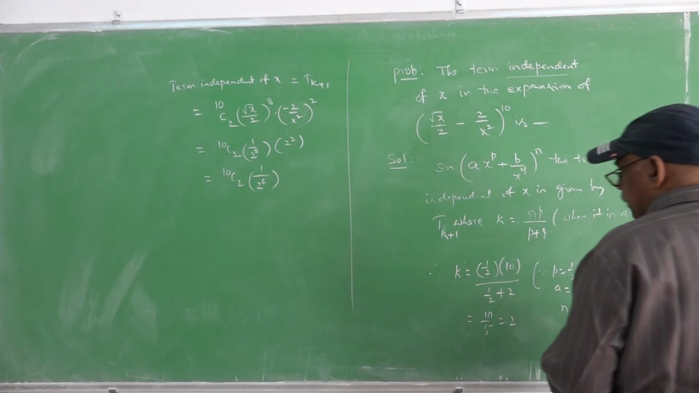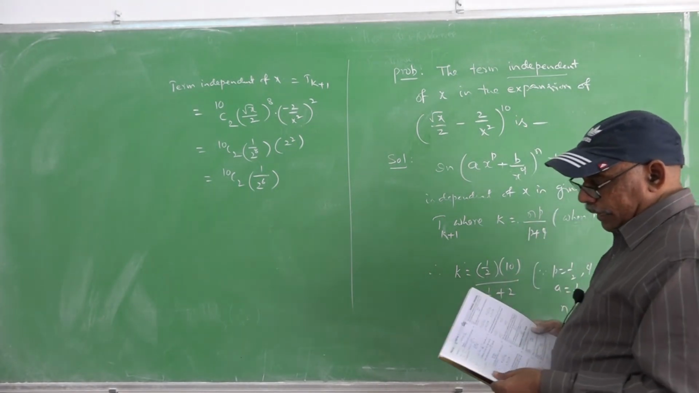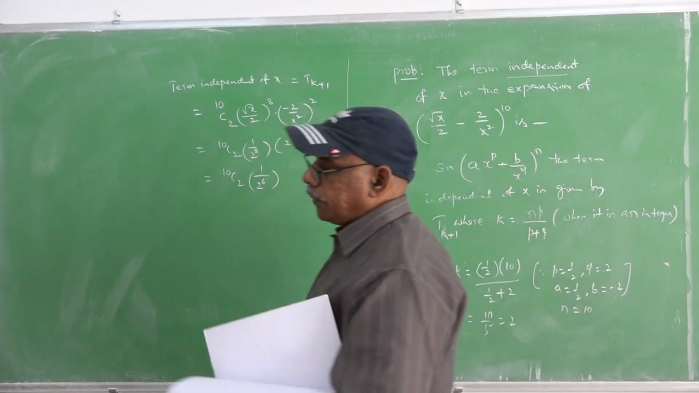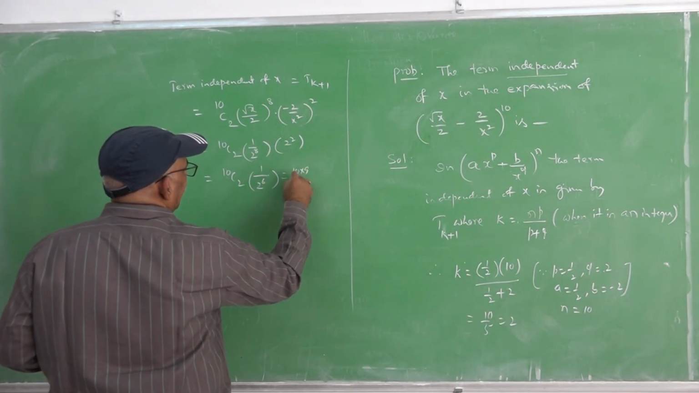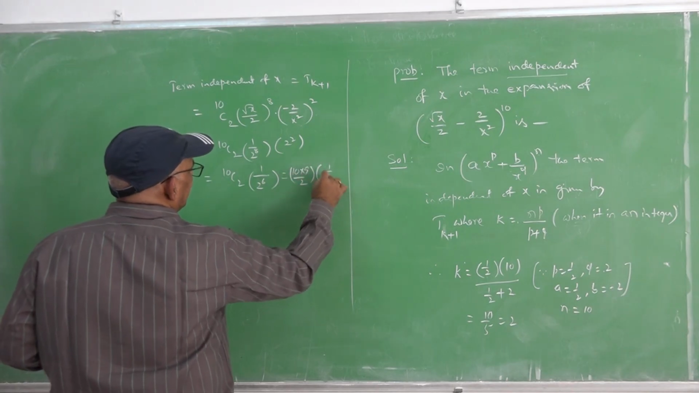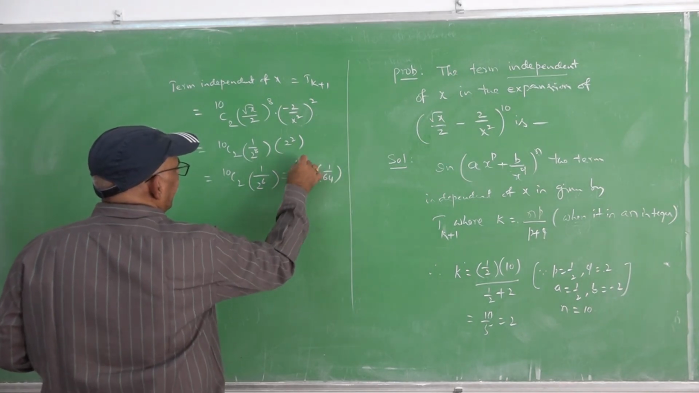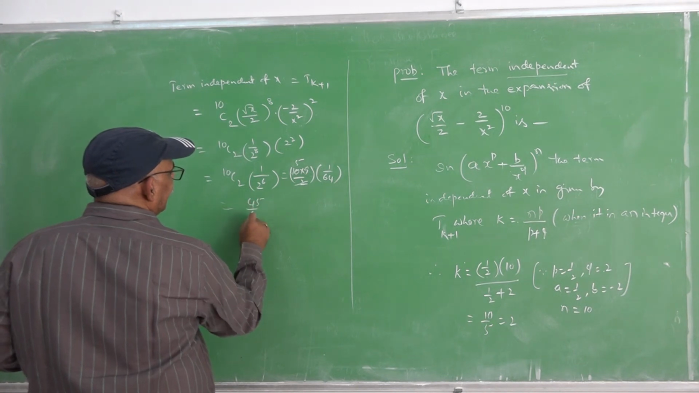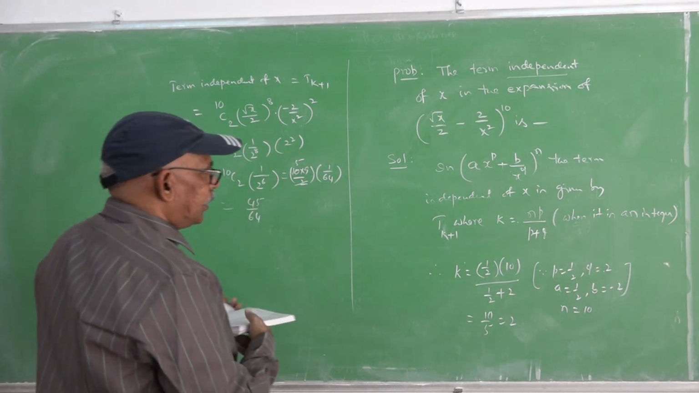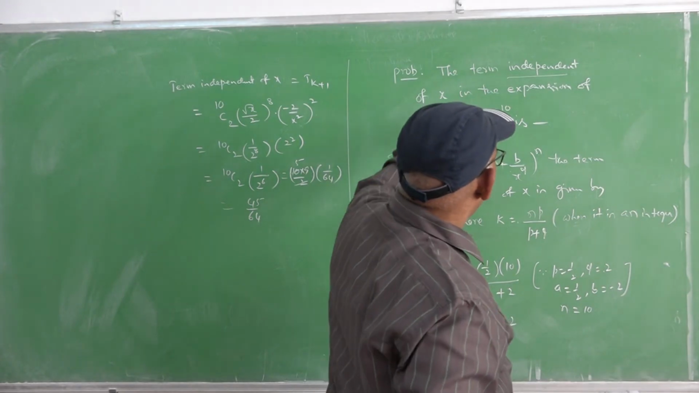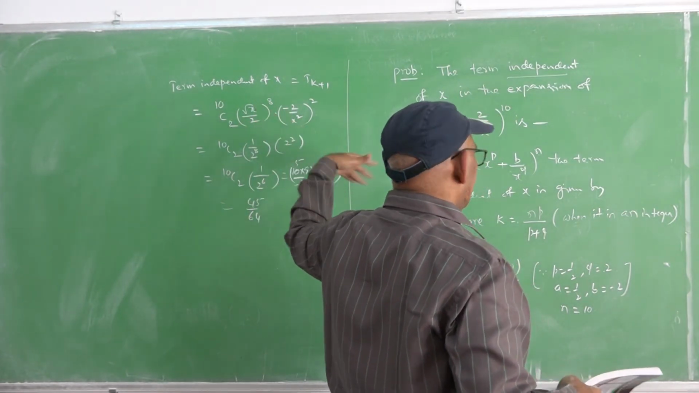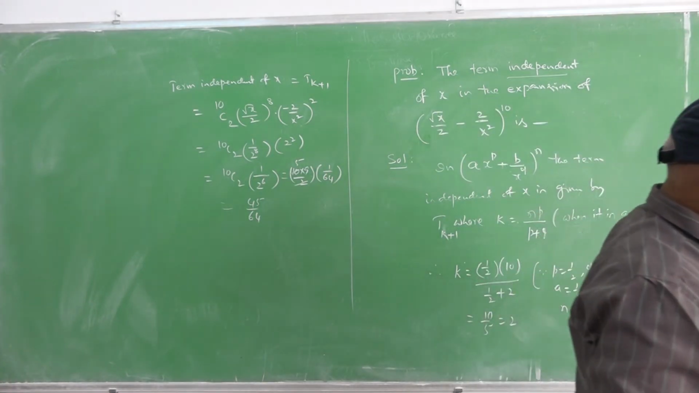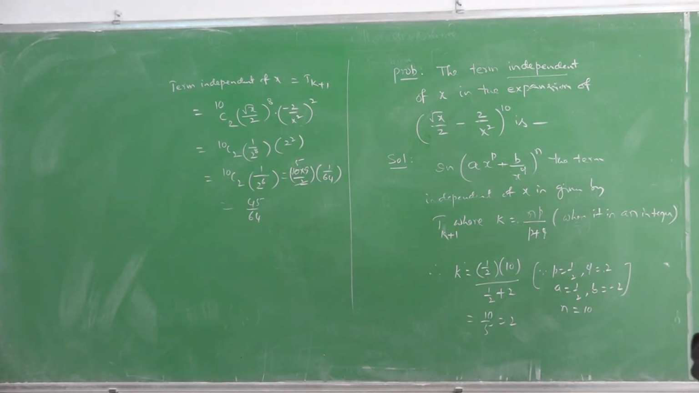Two power 6 takes the value 64. 10C2 stands for 45. 10 into 9 by 2 into 1 by 64. 5 times, 45 by 64 is the term which is independent of x. In that one, x variable cancels, no x here. The term independent of x is 45 by 64.